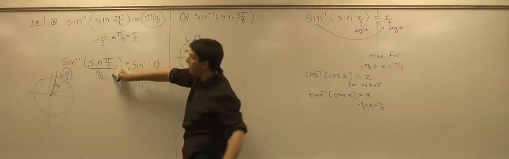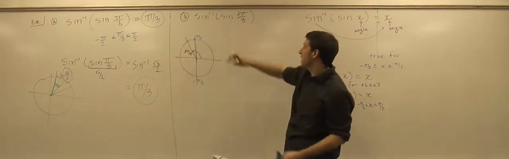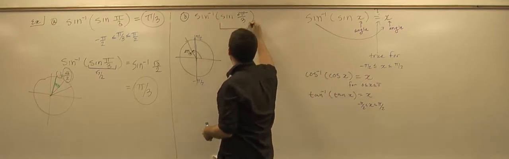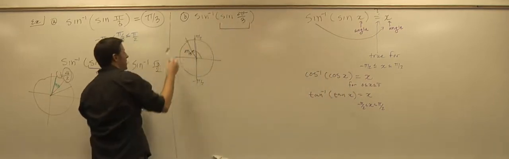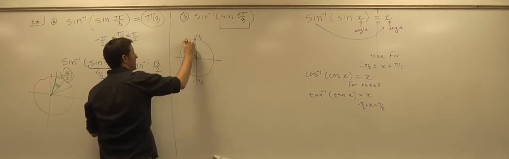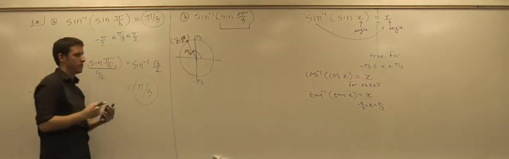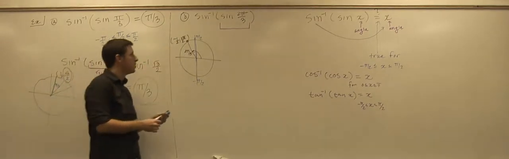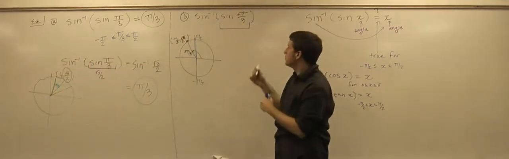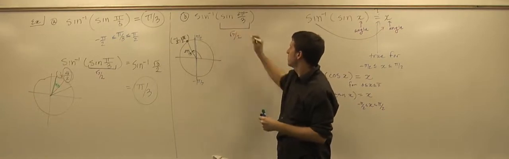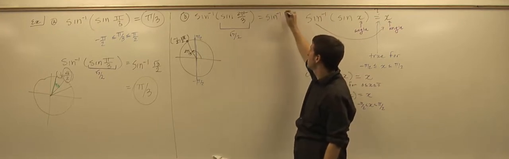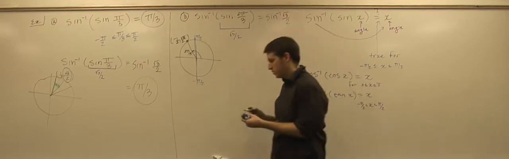What we have to do then is calculate it this way. We have to figure out what sine of 2 pi over 3 is first. So sine of 2 pi over 3 will be up here in the second quadrant at the point negative 1/2, root 3 over 2. That's the xy value for the 2 pi over 3 angle. So sine of 2 pi over 3 is equal to root 3 over 2, which means we now have to calculate sine inverse of root 3 over 2.